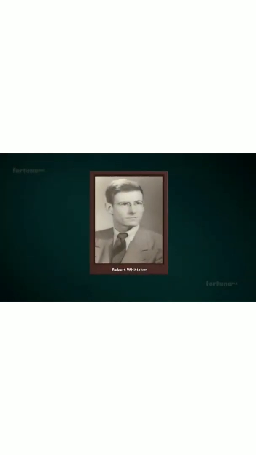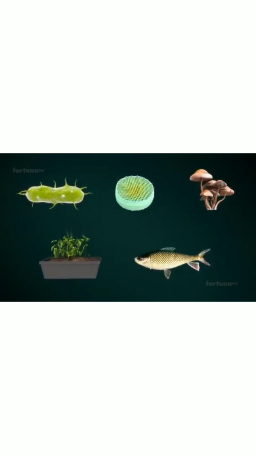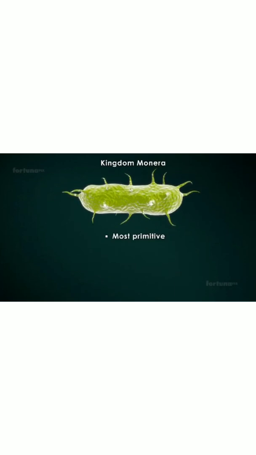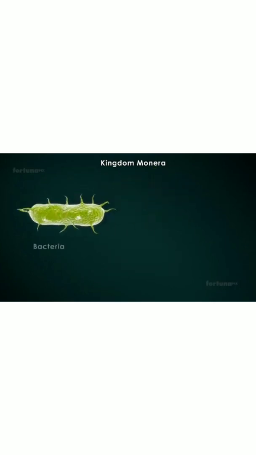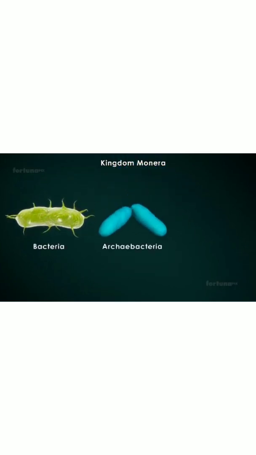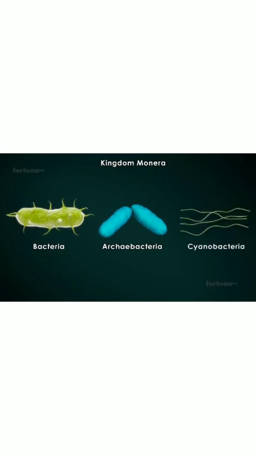In 1969, ecologist Robert Harding Whittaker divided all living organisms into five categories, commonly referred to as the five kingdom classification. Kingdom Monera consists of the most primitive life forms found on Earth. These organisms are usually microscopic and unicellular, meaning they are single-celled. They have no nucleus within their cytoplasm. Bacteria, Archaebacteria, and Cyanobacteria are all members of Kingdom Monera.